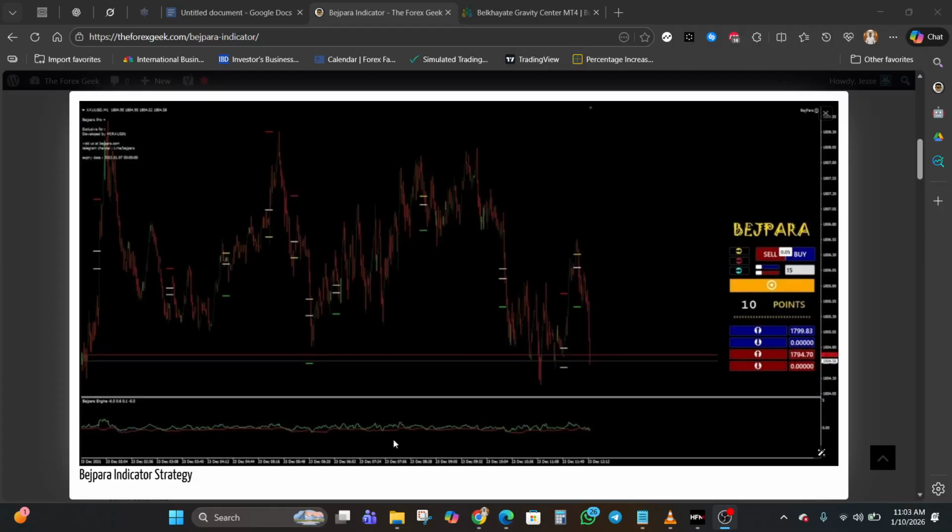Now if you look down here, you will notice that there is an indicator window where the indicator line also shows you the potential trend that is prevailing at the time. So when you notice that the greenish and yellowish line is above the red line, it can show you that the bulls are in charge.